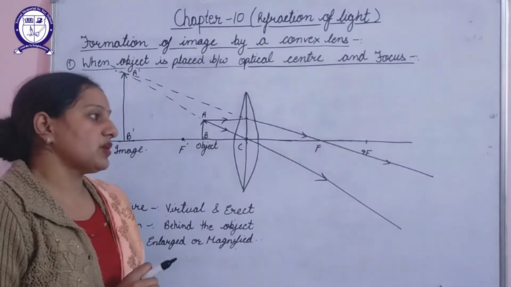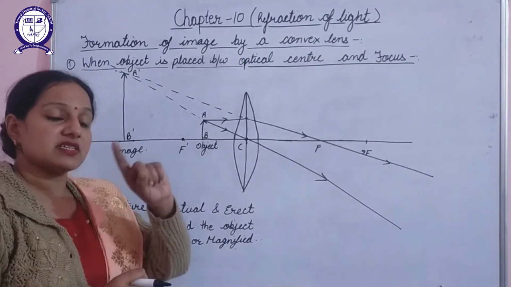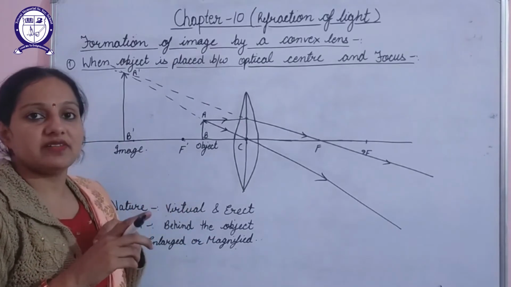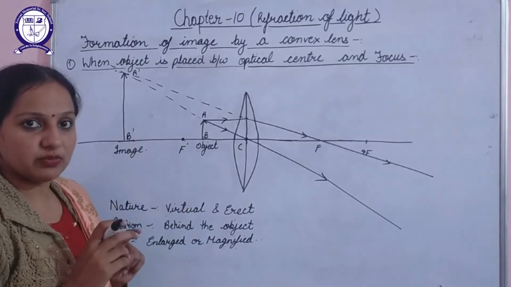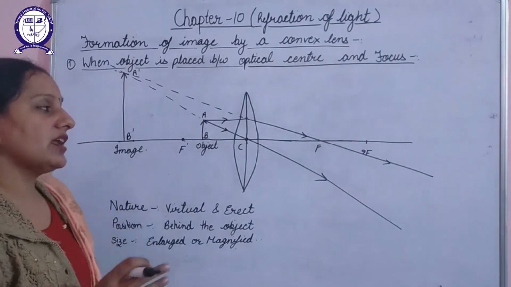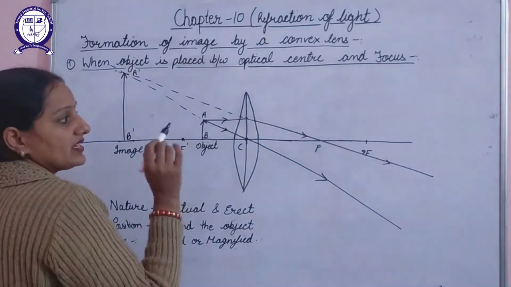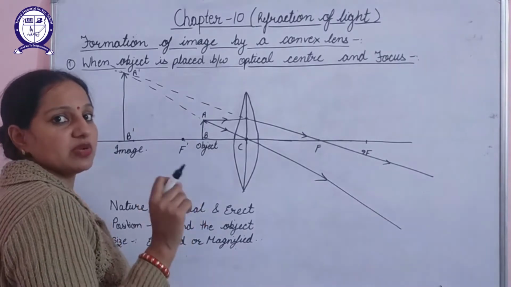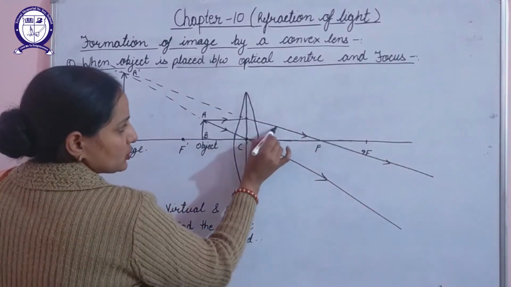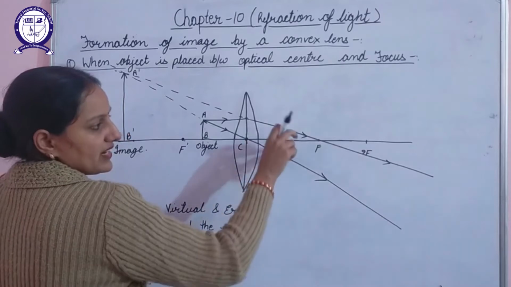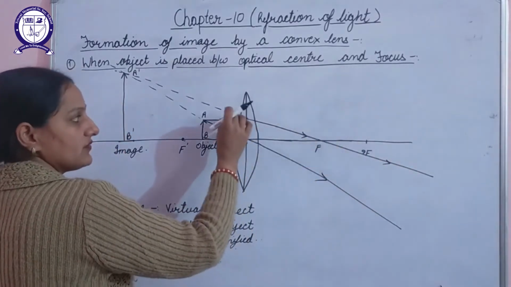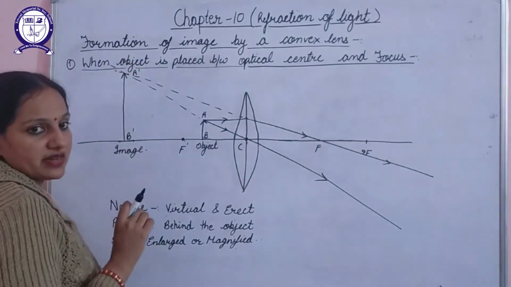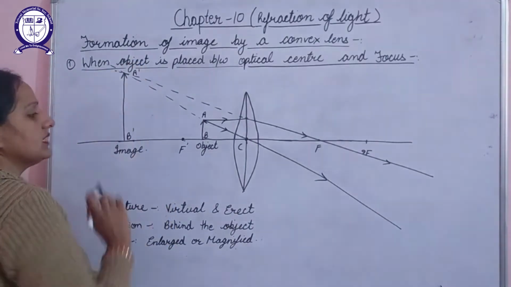As we have discussed in the reflection of light, the point where the two reflected rays meet, at that point the image will be formed. Here in refraction of light, the concept is the same: the point where two refracted rays of light meet, the image will be formed at that point. These two refracted rays of light in this direction will not meet, but if we extend them, it appears as if these rays will meet in this direction, so the image will be formed at this point.